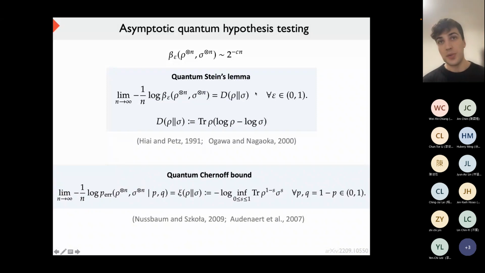These two results together essentially constitute a complete solution of the very basic setting of quantum hypothesis testing of two fixed quantum states. But in practice, we encounter much more complicated settings of hypothesis testing. And unfortunately, these results have not been generalized much.